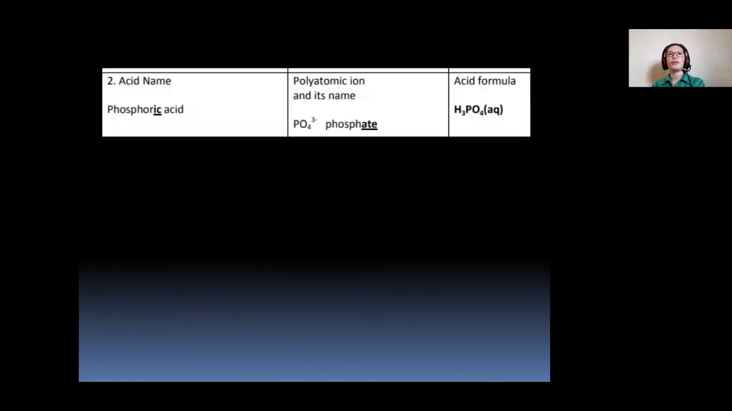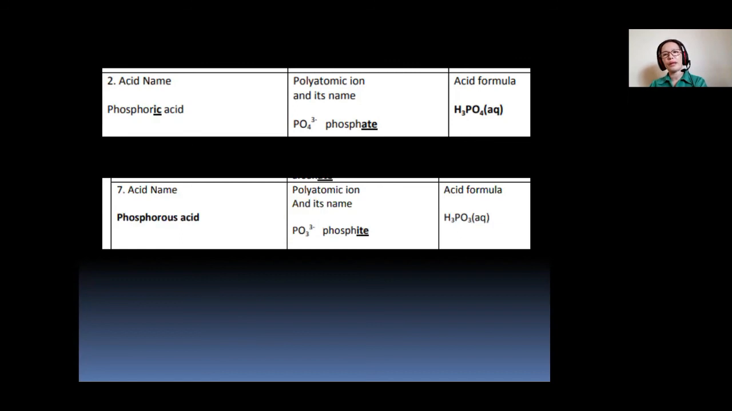Another example is for phosphate and phosphite. Phosphate, ATE, change to IC, phosphoric, and then add the word acid, and then for phosphite, ITE ending, change that to OUS, and then add the word acid. So it's phosphorous acid. Phosphoric for ATE, for phosphite, phosphorous acid.